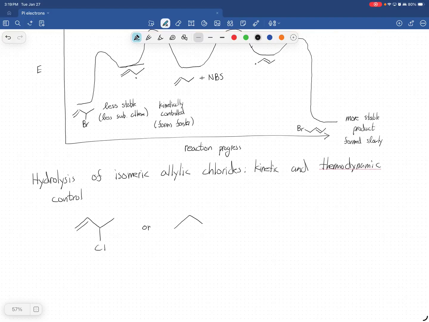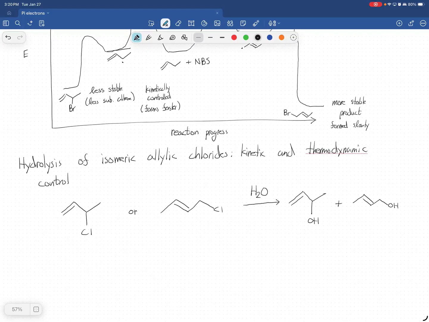So if you start with these allylic chlorides and you add water to them, water can either add in this fashion or in this fashion, depending on what position it attacks, okay? So let's go over the mechanism. How does this work? So this mechanism, being able to write this mechanism, I think is important.